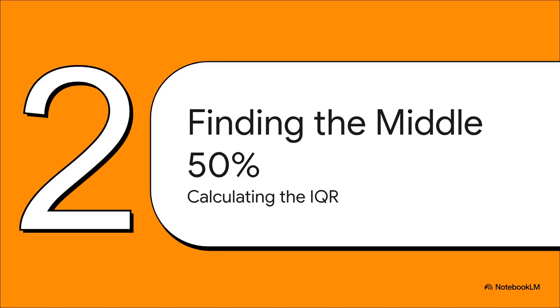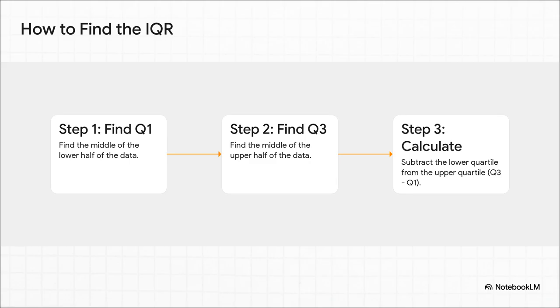All right, so finding this middle 50% sounds pretty useful, right? But how do we actually do it? Let's break down how to calculate it. It's actually a pretty straightforward three-step process. Let's use this set of numbers right here: 5, 8, 12, 16, 20, and 25. Step 1, we find something called Q1, the lower quartile. That's just the middle of the lower half of our data, which in this case is 8.